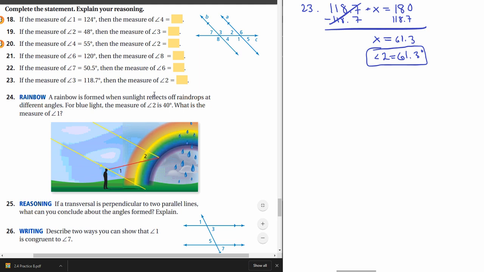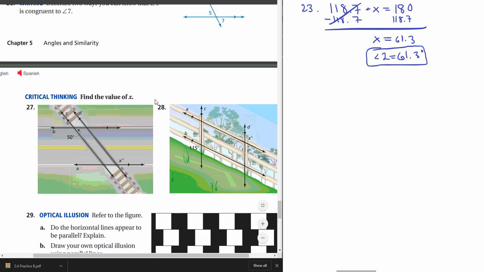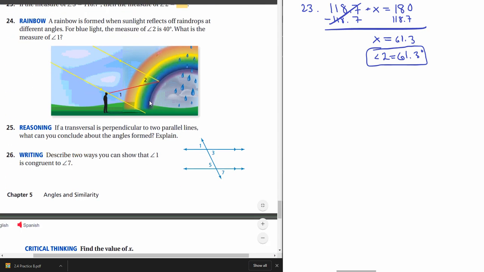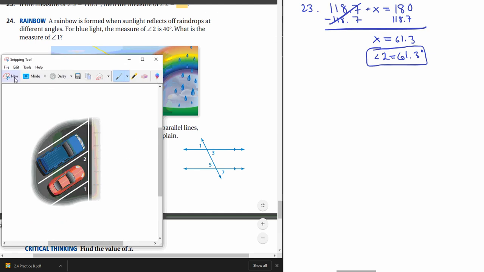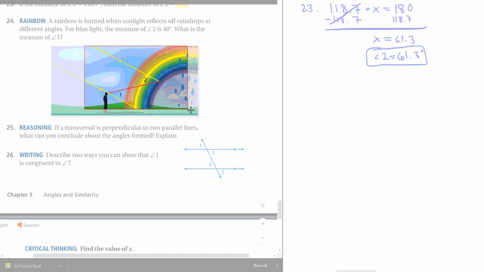All right, moving on, we had to go through 28, so just a handful of questions left to go. Number 24, it says that we've got a rainbow being formed when sunlight reflects off raindrops at different angles. True story. For blue light, the measure of angle 2 is 40 degrees. What is the measure of angle 1? So if you look here, I can copy and paste this one over and draw my diagram just like I did on that parking problem. Right there.